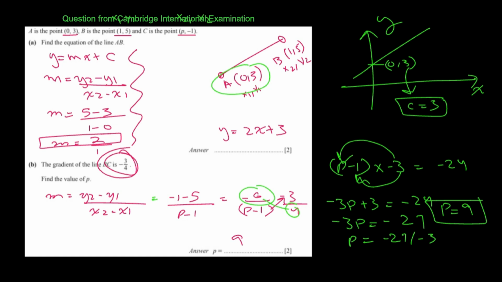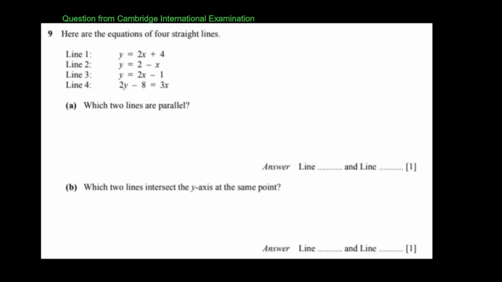P equals 9. Here are the equations of 4 straight lines, line 1, 2, 3, and 4. Which two lines are parallel? That means which two lines have the same gradient? Equation of line is in the form y equals mx plus c, where m is the gradient. So I can see that line 1 has the gradient of 2, and line 3 also has the gradient of 2. So line 1 and line 3 are parallel.